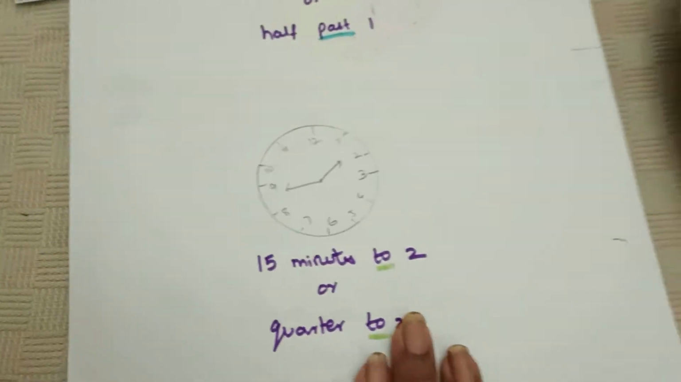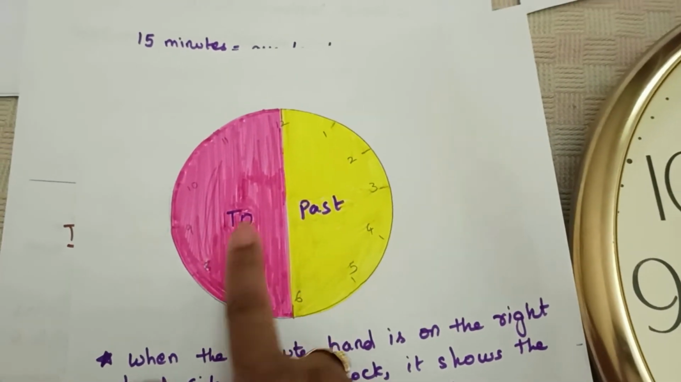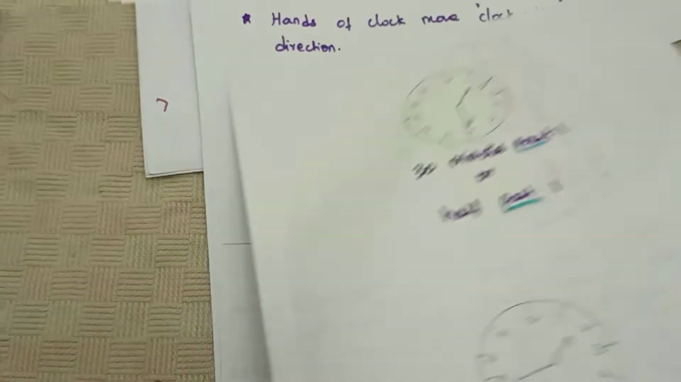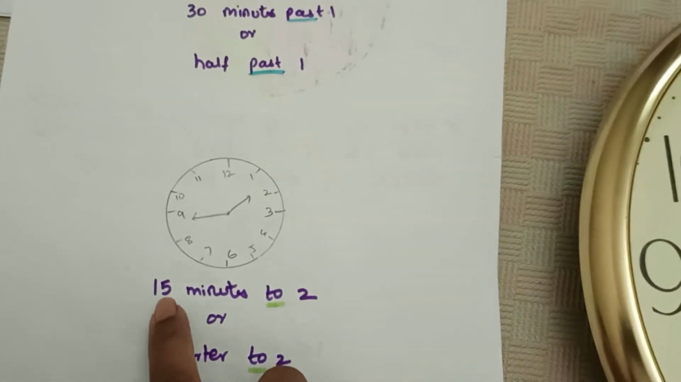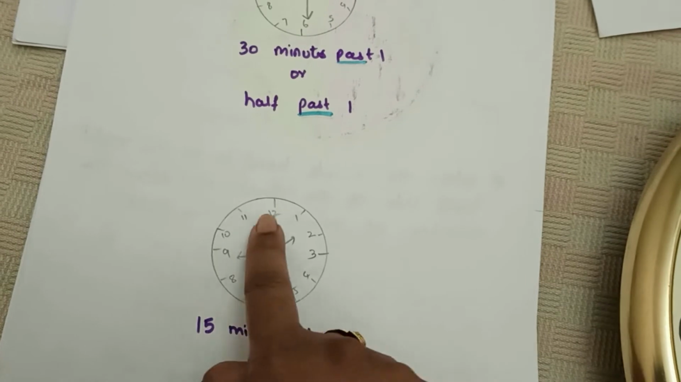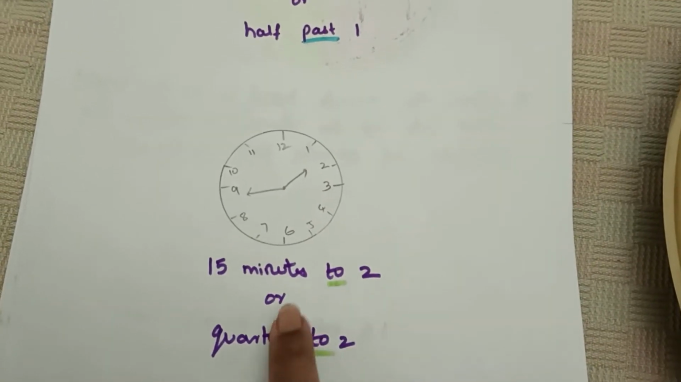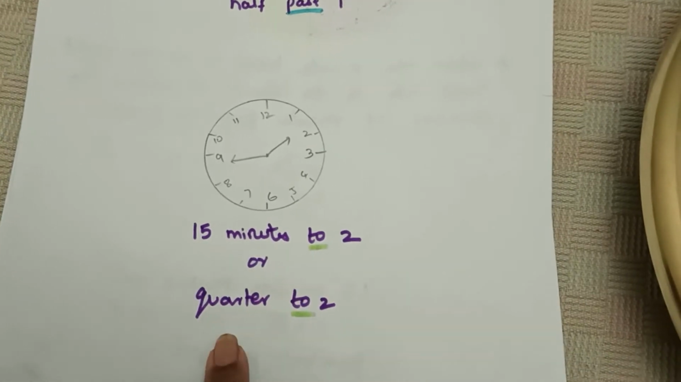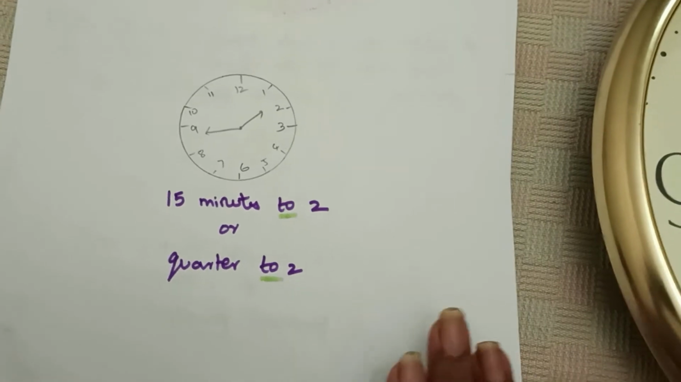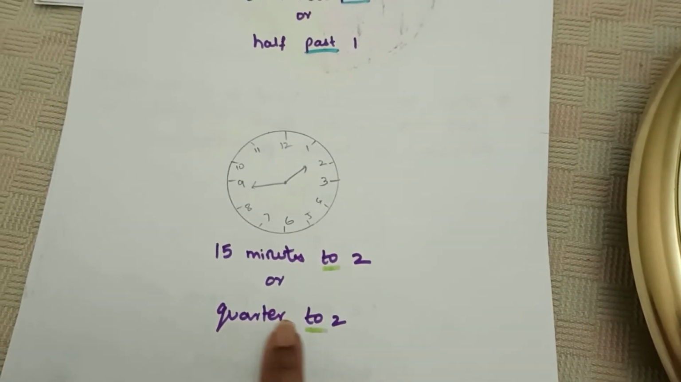30 minutes past 1 or half past 1. Now in the next example, my minute hand is moving to the left hand side of this division. So I have to use the term to. So what I have to write? 15 minutes to 2. That means if 15 minutes are over, then my time will be 2. So 15 minutes to 2, or 15 minutes can be called as quarter. So it is quarter to 2.